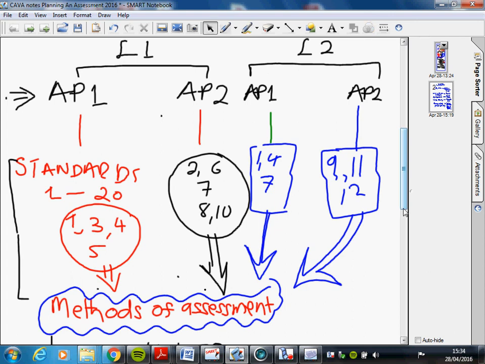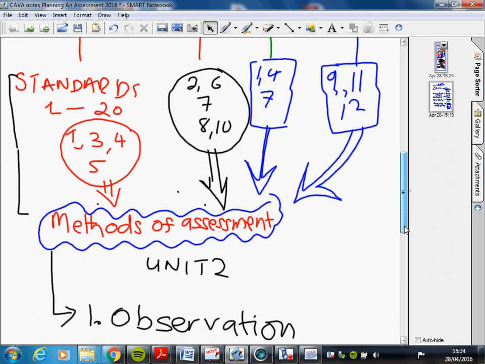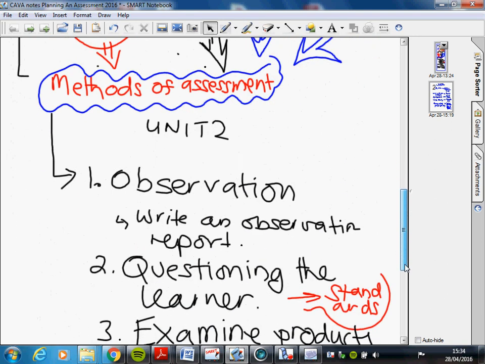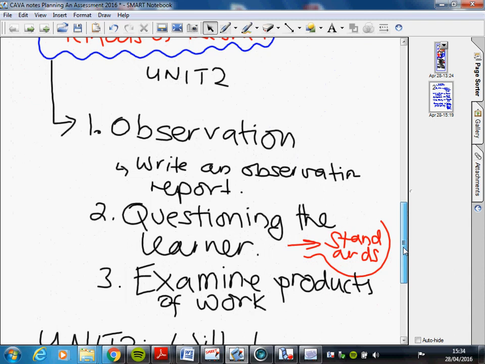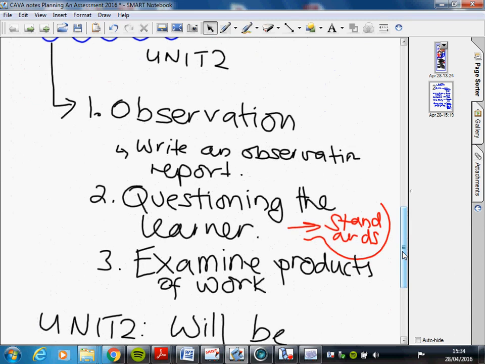Once you do that, then you proceed to the next level. For Unit 2, you must now produce evidence such that you have observed your candidate and write an observation report. You must also include questioning the learner. You must also produce the questions that you asked the learner and how they answered. And also you must include in your plan, examine products of work.